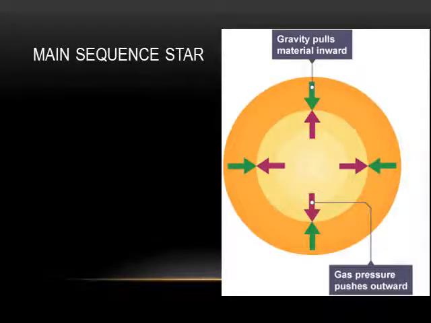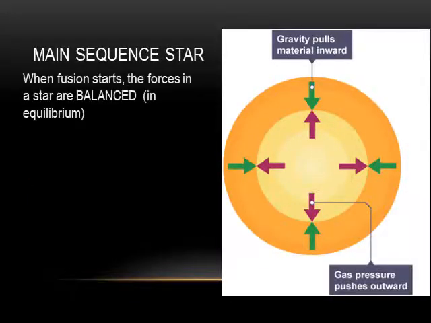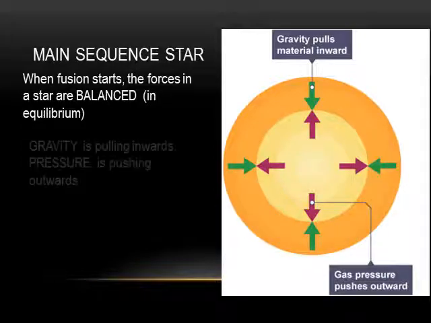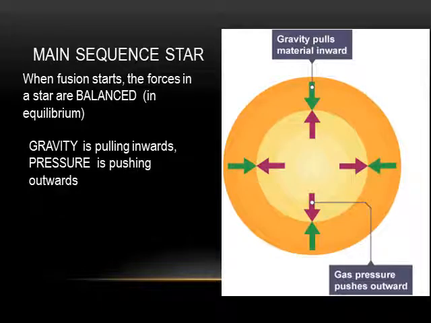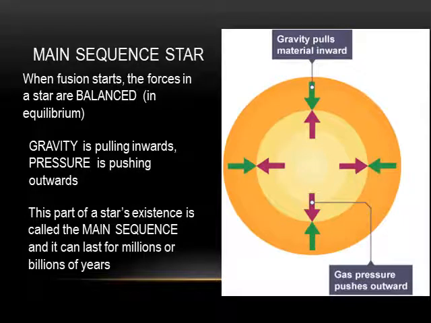So this stage of a star's life is called its main sequence. When fusion starts, the forces in the star are balanced, gravity pulling everything inwards tighter and tighter, but the pressure from the fusion inside of the star pushing outwards. Those forces are balanced, and the star stays in this main sequence for millions or even billions of years, depending on how much hydrogen there is in it to keep doing fusion with.